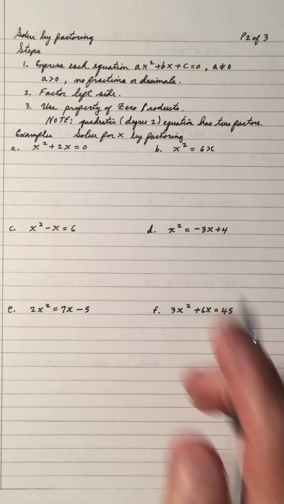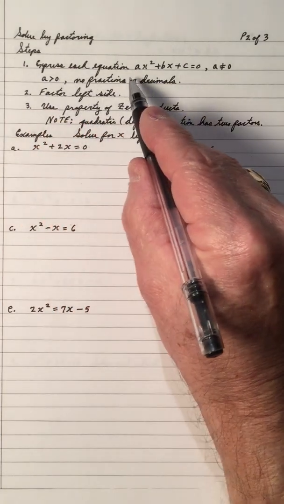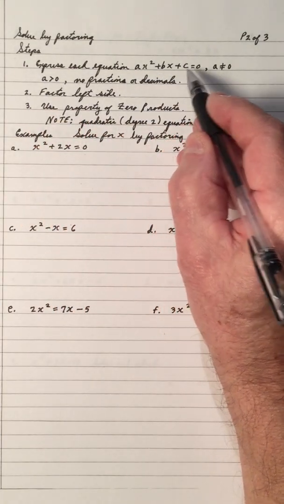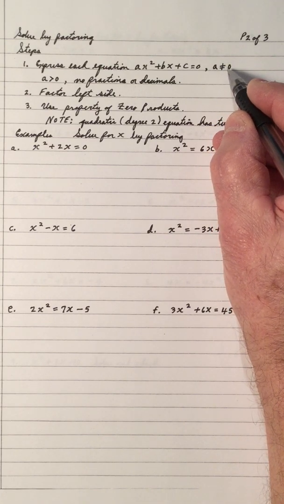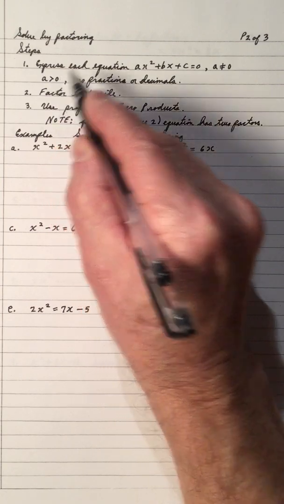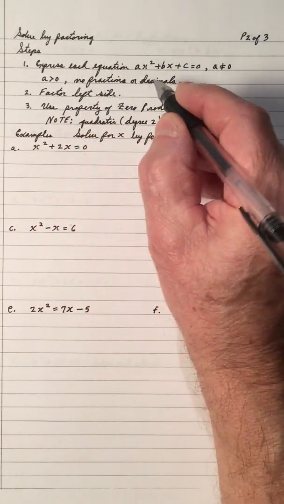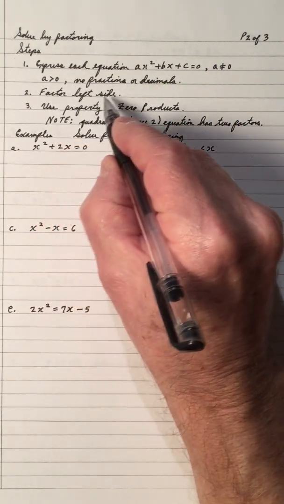Solve by factoring. The steps we're going to use: number 1, express each equation as ax squared plus bx plus c equals 0, where a is not 0. A is greater than 0, which means it can't be negative. And I want no fractions and no decimals. That's the way I'm going to work it. And factor the left side.